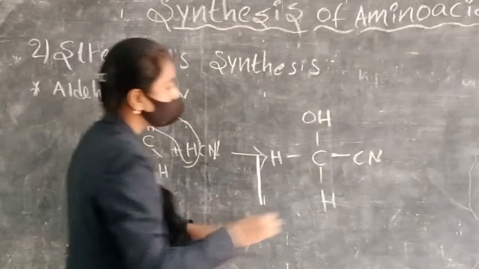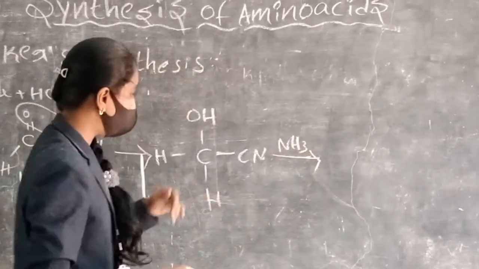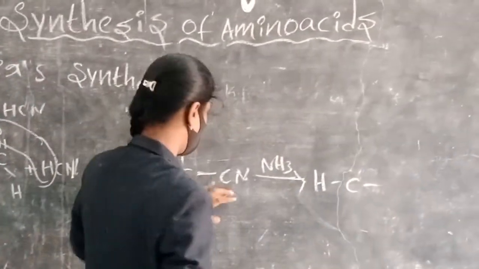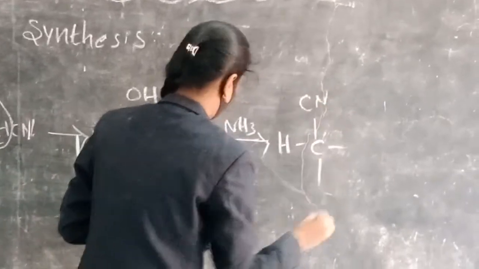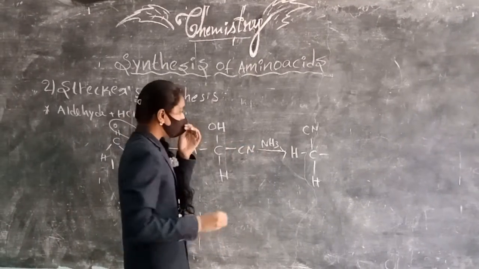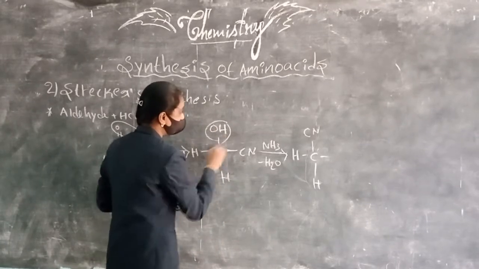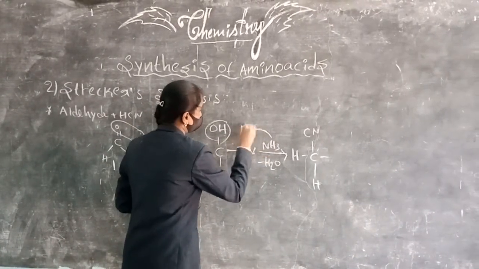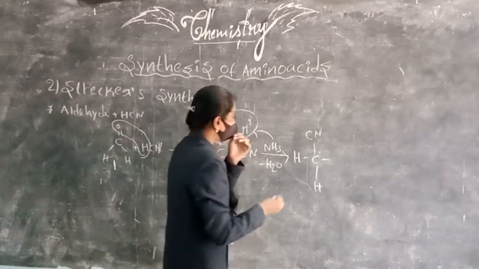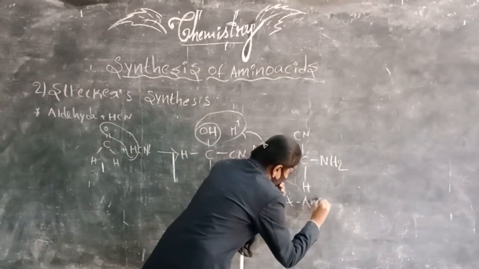And this one is again treated with ammonia to form alpha amino nitrile. That is, we have CN here and H. Whenever we add this NH3, at the same time one water molecule is removed. So we have OH here, and from this one hydrogen, we remove these two. So that is one water molecule. Then the obtained one is NH2, this alpha amino nitrile.